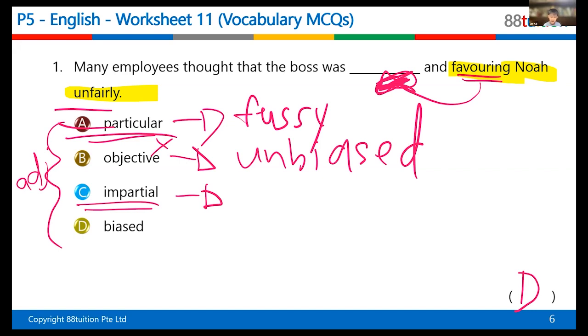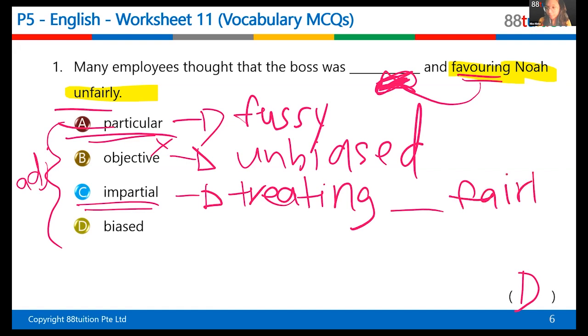Impartial means fair. Yes, it means you're treating everyone fairly, right? So obviously it cannot be impartial as well, because here you're clearly favoring and you are unfair towards only this person, only like Noah. So that's why those of you who chose C and those of you who chose A, those two are not the answers.